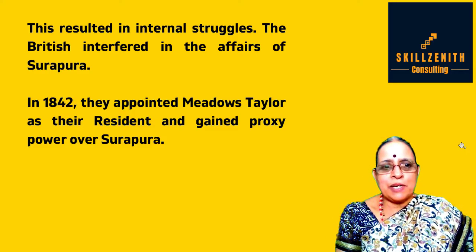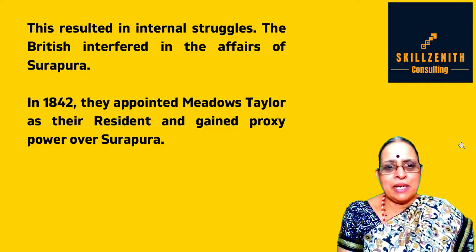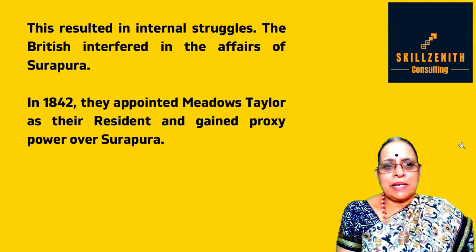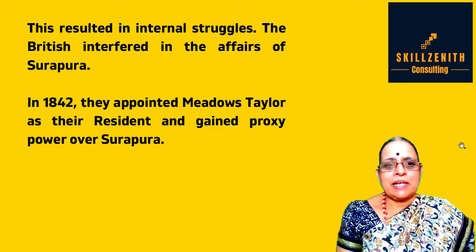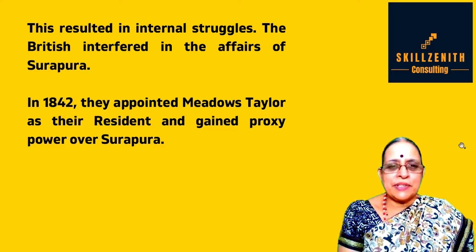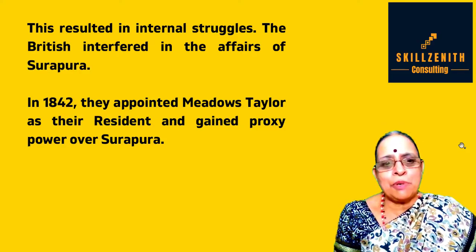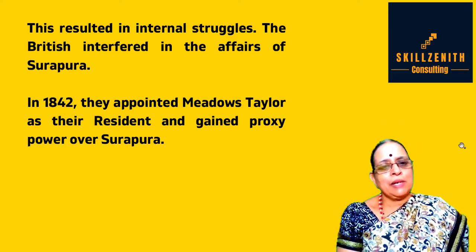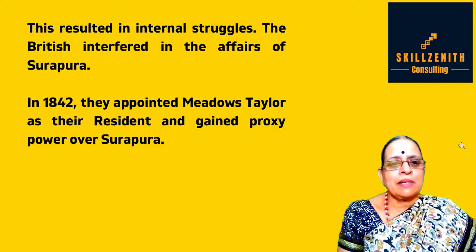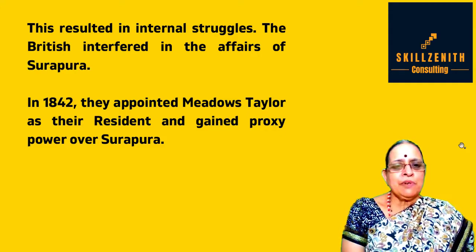So in 1842, the British studied the political situation in Surapura, and they appointed a person by name Meadows Taylor as the British officer. Resident means officer, and gained proxy power over Surapura. Nobody gave power to the British; they only took the power, or they took over the administration of Surapura.